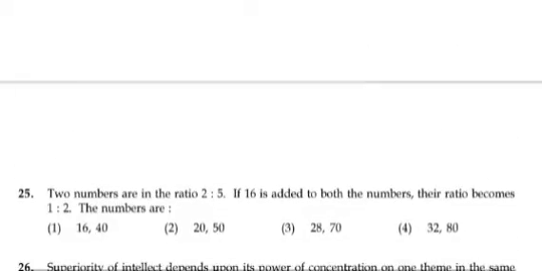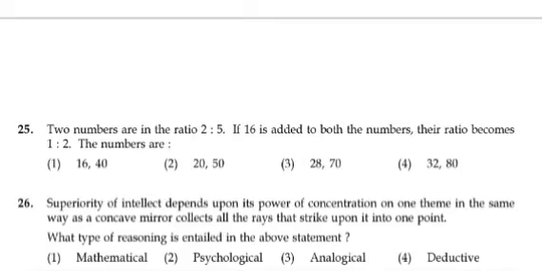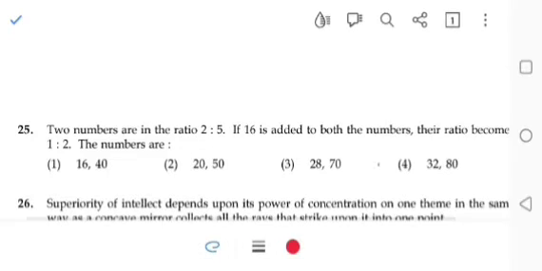Then we have got question 25. It says two numbers are in the ratio 2:5. If 16 is added to both the numbers, their ratio becomes 1:2. The numbers are what? 16, 40; 20, 50; 28, 70; 32, 80. It will be 32, 80.